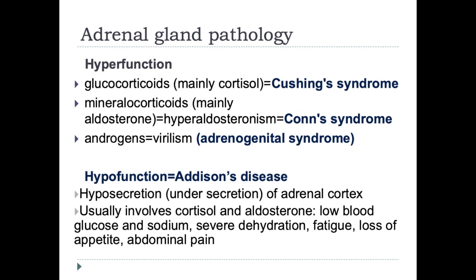And if we talk about particular syndromes in situations with hyperfunction, we have to talk about Cushing syndrome, which is characterized by a high level of production of glucocorticosteroids. Sometimes we have to talk about Conn syndrome, or primary hyperaldosteronism. And one more syndrome is adrenogenital syndrome, which is associated with virilism, or hyperfunction of production of androgens by the adrenal cortex.